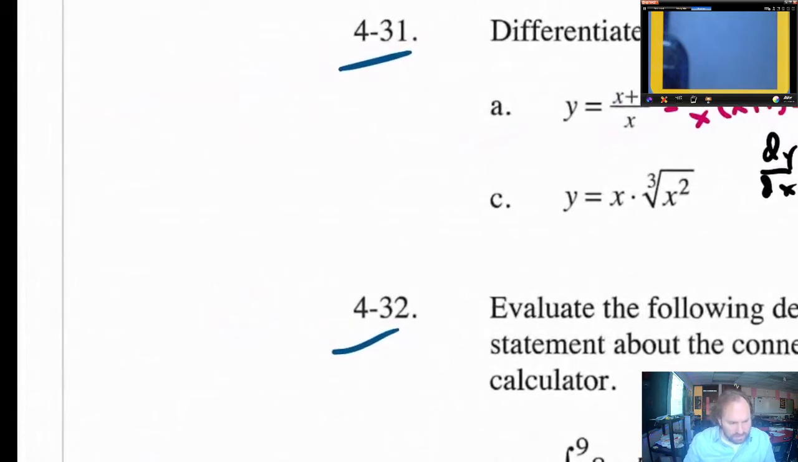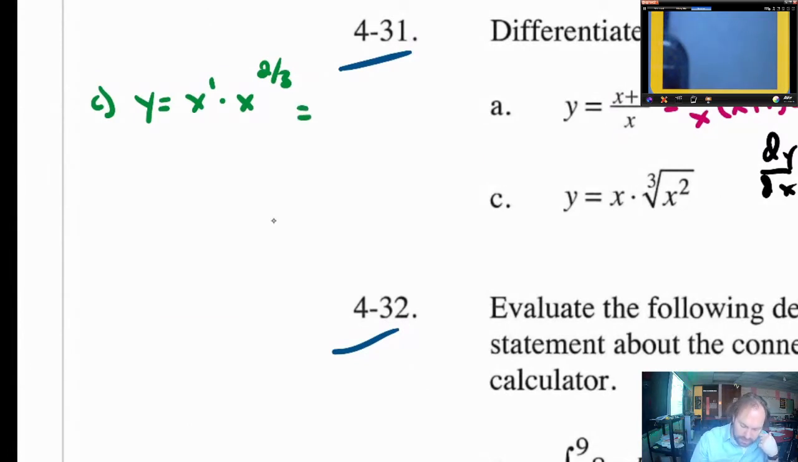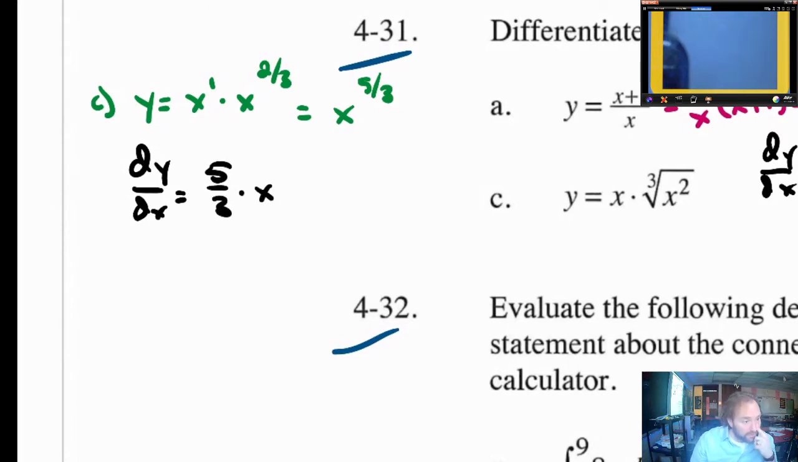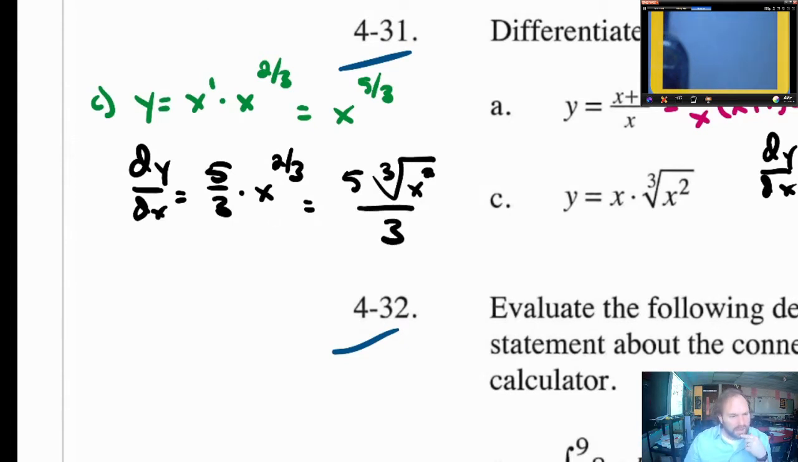Question C, again, is probably a good idea if we simplify it first. Let me use this space to the left here. The original y, which I'm using green for here, is x to the first times x to the 2/3 power. We're going to add those exponents together. This will be x to the 5/3 power if we add 3 over 3 to that 2 over 3. Now the derivative, dy/dx, becomes pretty easy to get. We'll bring the 5/3 down and multiply it in front, and reduce the 5/3 down by 1, which is 2/3. Honestly, that answer is good enough for me. If you wanted to keep going, you could do 5 times the cube root of x squared over 3, but that's a little bit excessive, if you ask me.